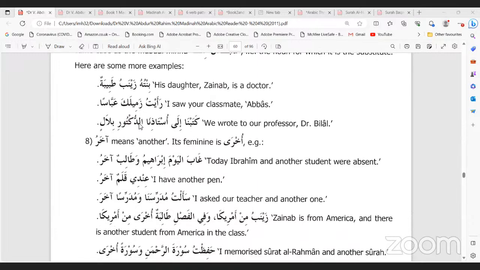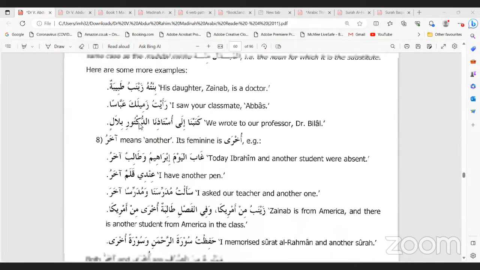Here are some more examples. Bintuhu Zainabu tabibatun. His daughter Zainab is a doctor. Ra'aytu zamilaka Abbasan. I saw your classmate Abbas. Katabna ila ustadina Dukturi Bilalin. We wrote to our professor, Dr. Bilal.